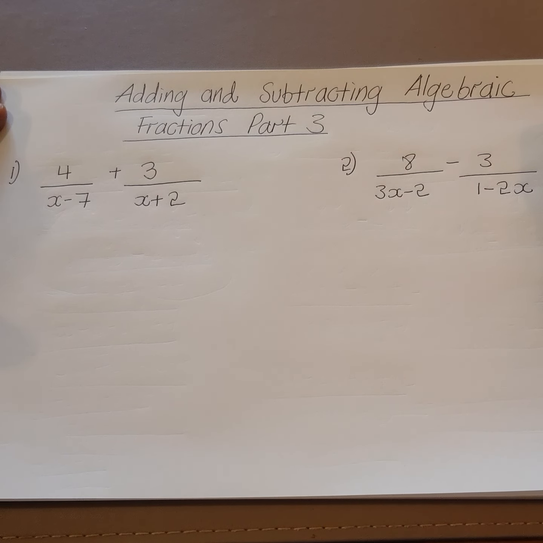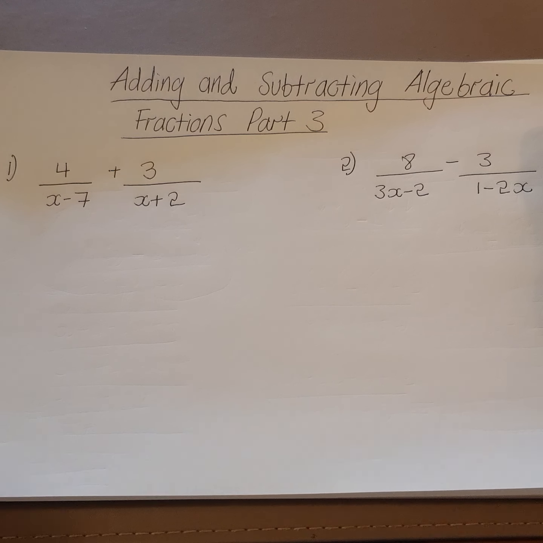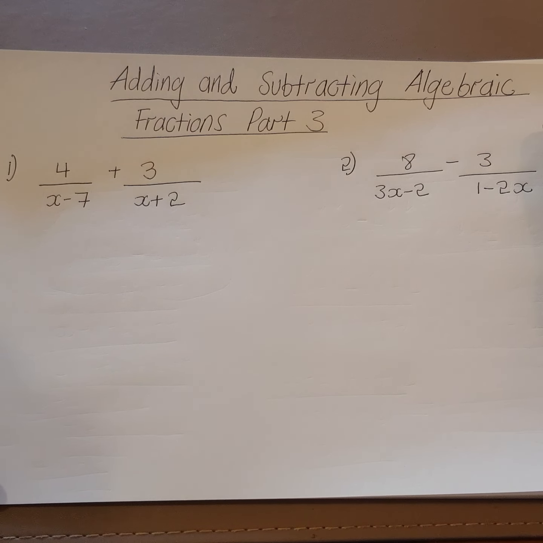Now, I did mention that when you have numbers in your denominator, like 4 and 2, your lowest common multiple will be 4. If you had 3 and 9, your lowest common multiple will be 9. So when you have numbers, you just pick the lowest number that is easily divisible by both. However, in this question, we don't have numbers. We've got just algebraic expressions.